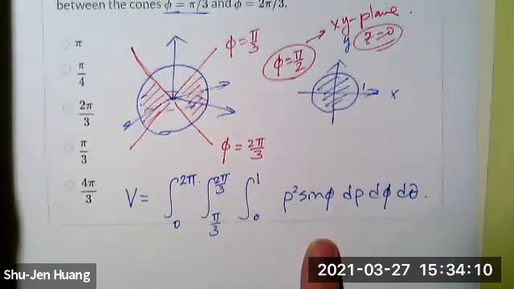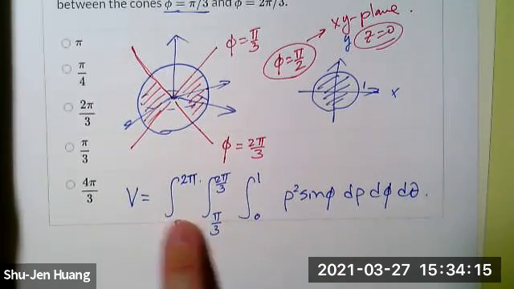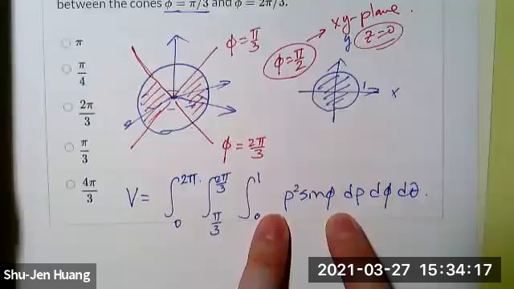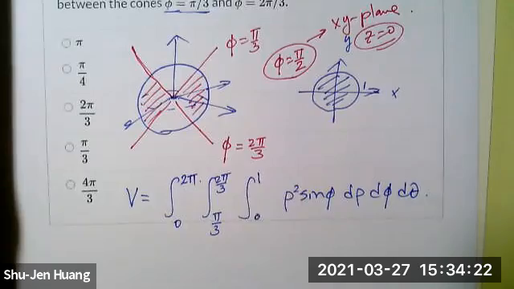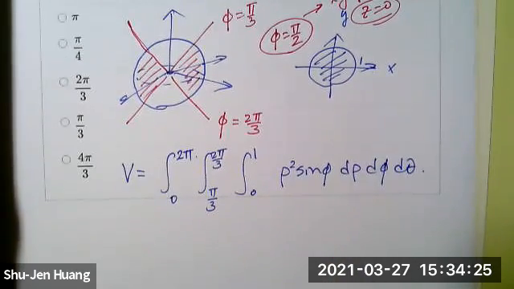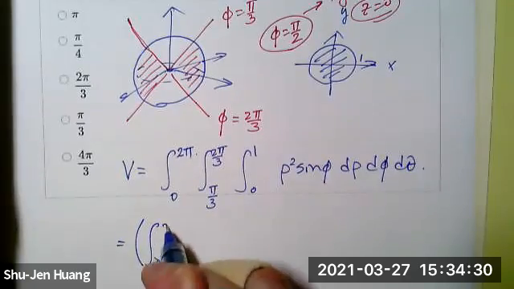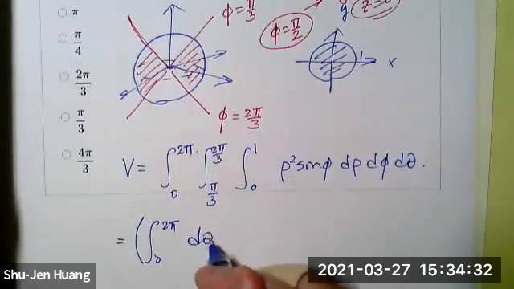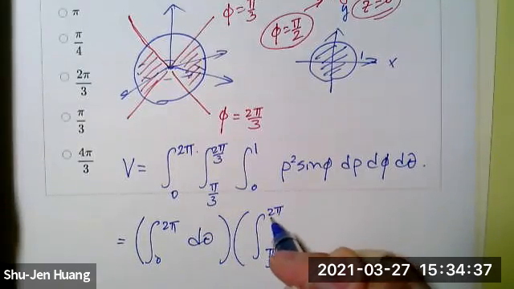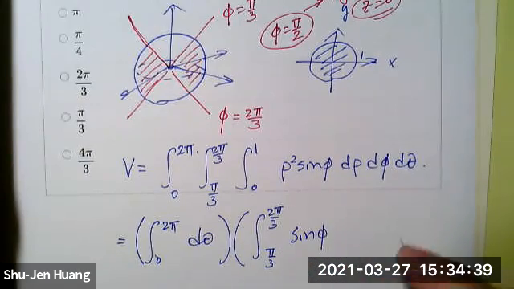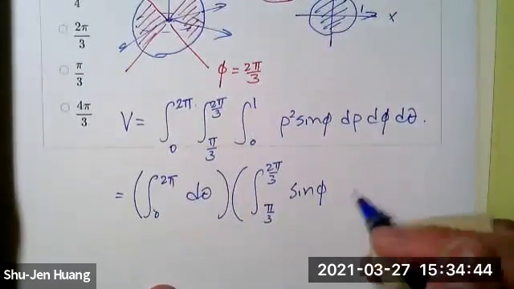Once we have this, you can see that all the bounds here are constant, and the integrand is rho squared times sine phi. So can we split this into 3 single integrals? Can we do that? Yes, and it would be easier. If you don't want to do it this way, that's totally fine. You just need to evaluate the integral from the inside out.